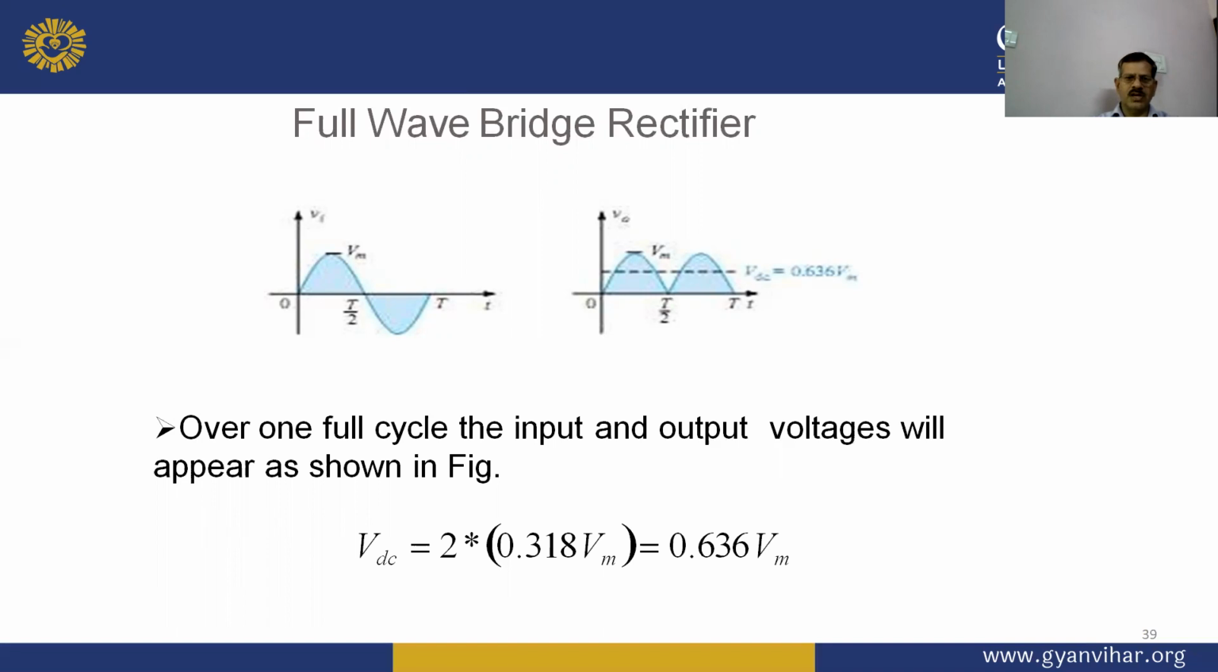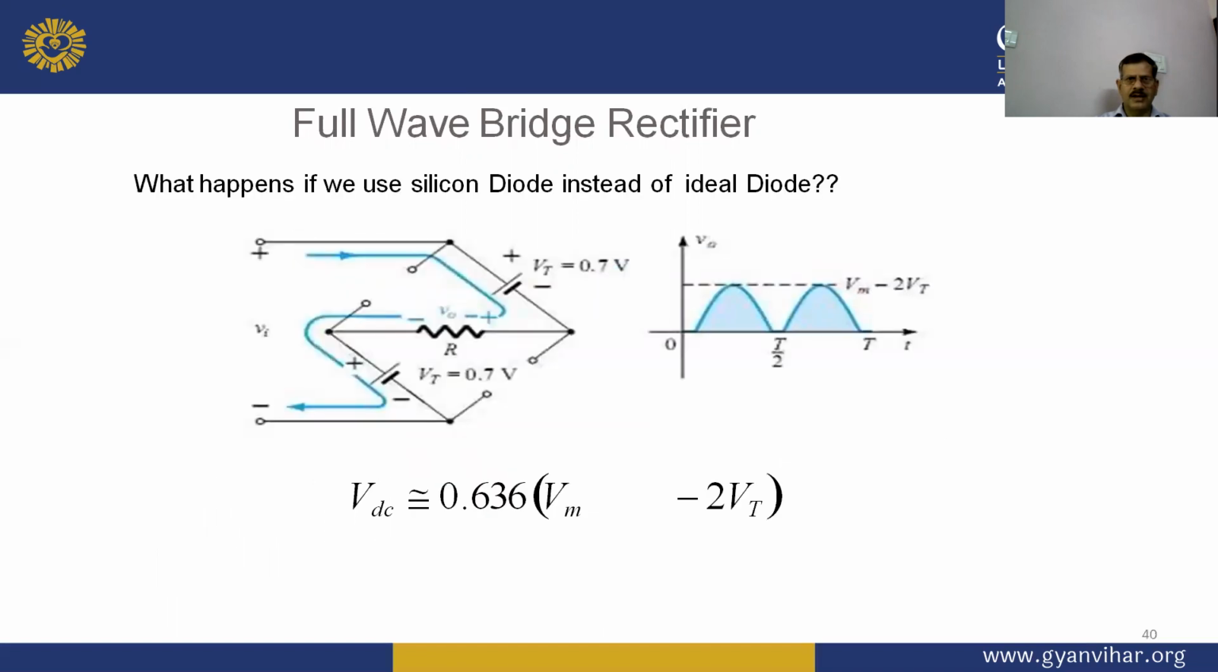The output DC voltage will be 2 into 0.318 Vm, which equals 0.636 Vm. This is the output DC voltage of the full wave rectifier. Also in the full wave bridge rectifier, what happens if we use a silicon diode instead of an ideal diode? In this case the output voltage will be VDC equal to 0.636 Vm minus 2 Vt, when we use silicon diodes instead of ideal diodes.